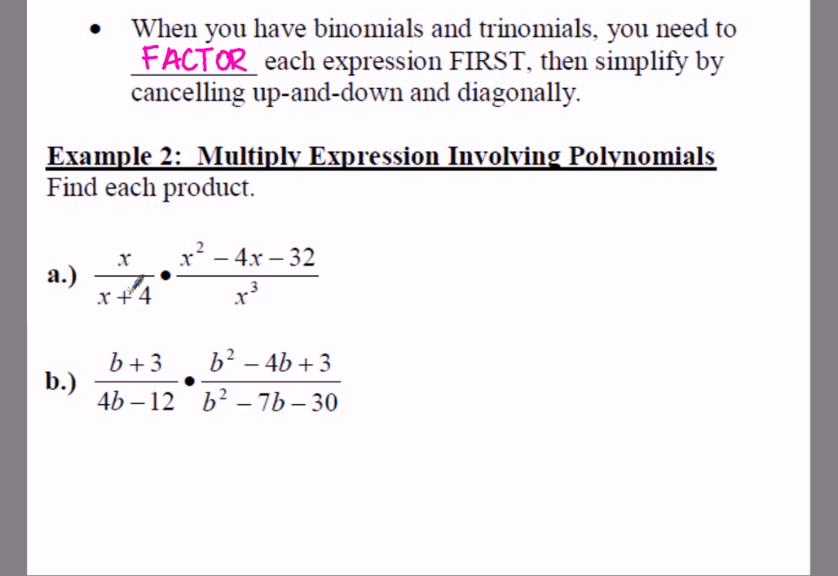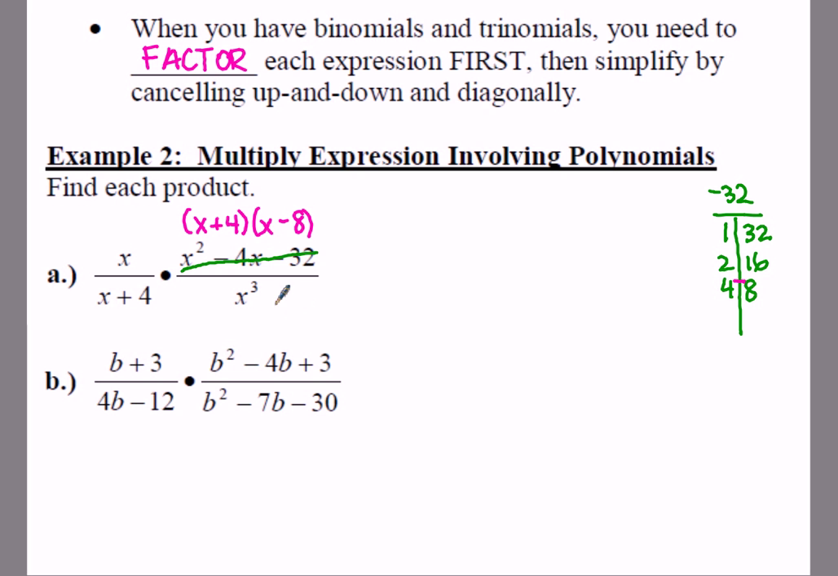We're going to factor each of our numerators and denominators. So you have an x here, you can't factor that. X plus 4, you can't factor that. X cubed, you can't factor. However, we can factor x squared minus 4x minus 32. So we need factors of negative 32 that add up to a negative 4. So you have 1 and 32, 2 and 16, 4 and 8, and that's it. The way to get a negative 4 would be making your 4 positive and your 8 negative. So this would actually factor into x plus 4 and x minus 8.